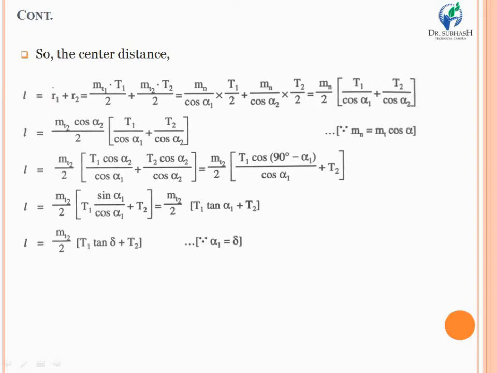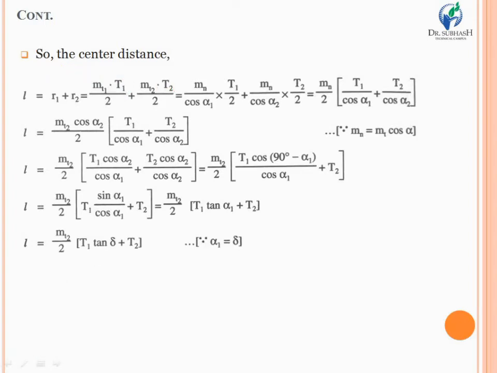Ultimately we know that the relation of radius with respect to module and number of teeth will look like this: R1 is replaced by MT1 into T1 upon 2, plus MT2 into T2 upon 2. Here MT1 is the module on the worm gear, whereas MT2 is the module on the worm. T1 stands for the number of teeth on the worm gear, or say the pinion, and T2 is the number of teeth specially cut on the worm. So this is the equation.